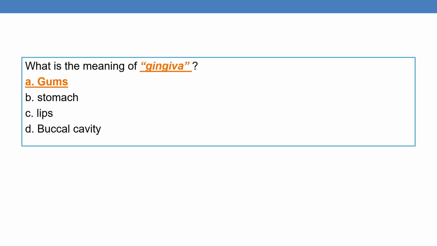What is the meaning of gingiva? We know gingivitis. Gingivitis means inflammation of gums. So, gingiva is related to gums.